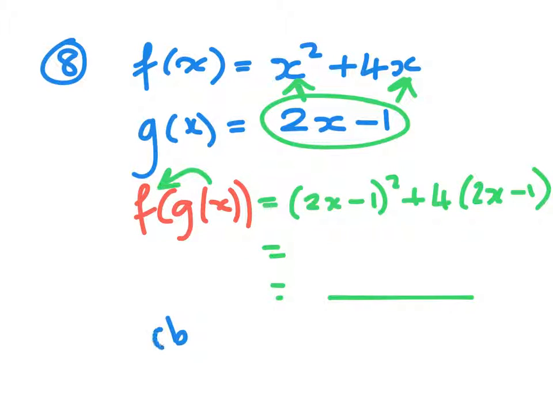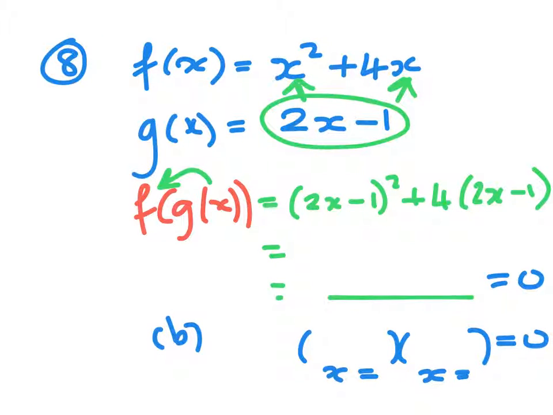For part B of the question, you need to solve that formula. How? By putting it equal to 0. If you put it equal to 0, it becomes a wee bit like question 6. You're eventually going to get to a stage where you have two brackets equalling 0, which is going to give you x equals and x equals.